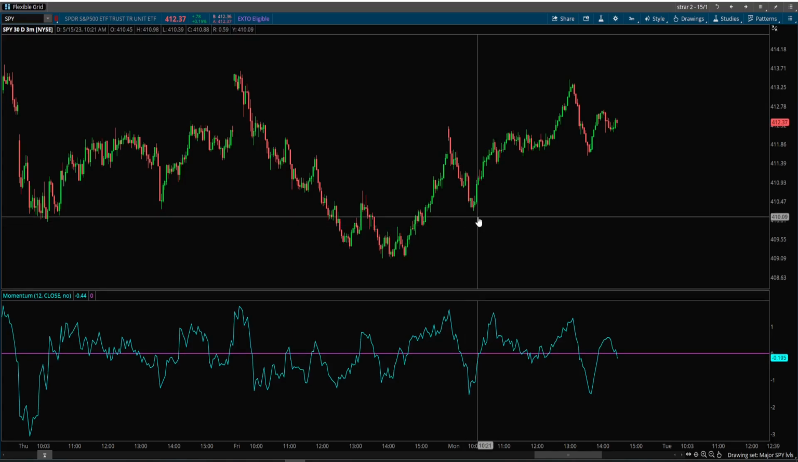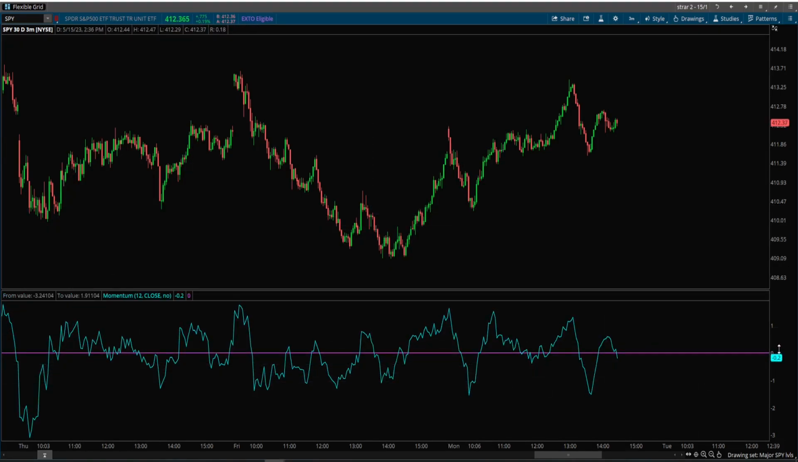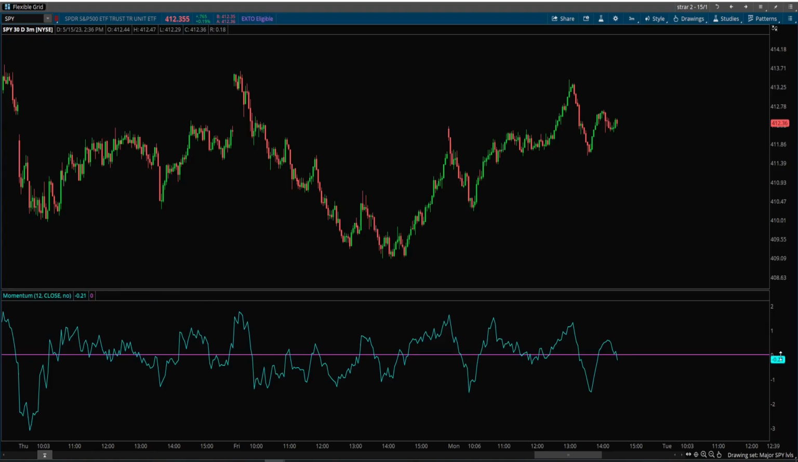And in today's video, I wanted to make a breakdown on the momentum technical indicator. So the momentum indicator is a great way to identify strength, weakness, and direction within price patterns here on the chart. So here we are on the S&P 500 3-minute chart.